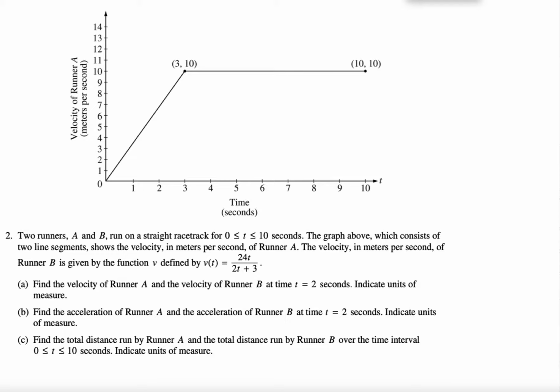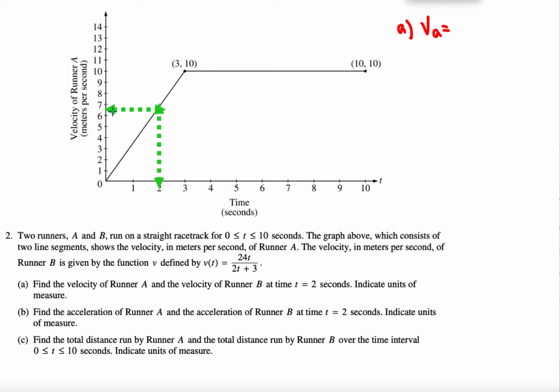Alrighty. Now, first what they want you to do is find the velocity of runner A and the velocity of runner B when t is equal to 2 seconds. And then they want you to indicate the unit of measures. So in the case of runner A, I'm going to write down the answer here. Velocity for A is, when I'm looking at this right over here, so that's the value that I'm looking at.